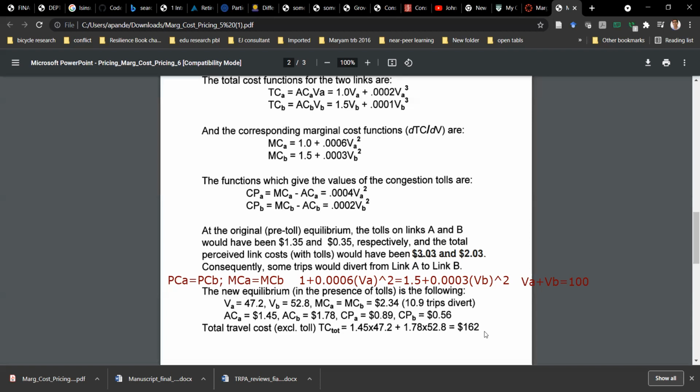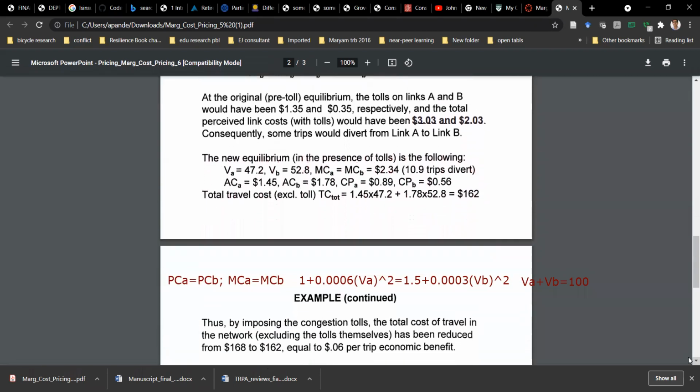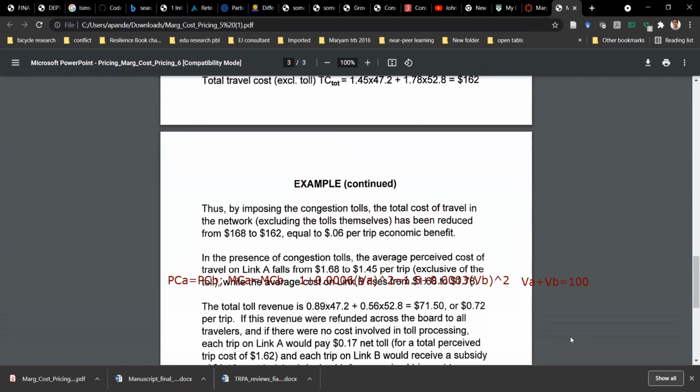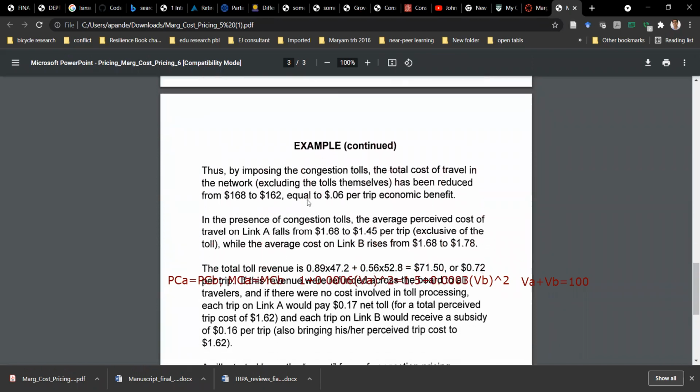So that's the role of congestion pricing. By instituting a toll that accounts for how many drivers are using your route, you can divert some trips to other routes, or in some cases discourage some people from traveling, and that's a good thing. That's what the congestion pricing idea is about. If there are 100 trips in total, you're making 6 cents per trip of economic benefit.